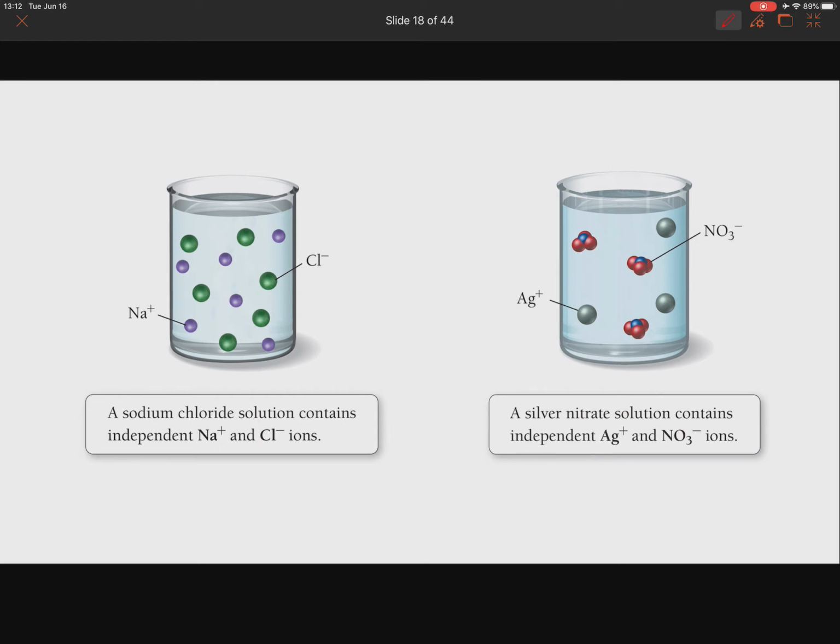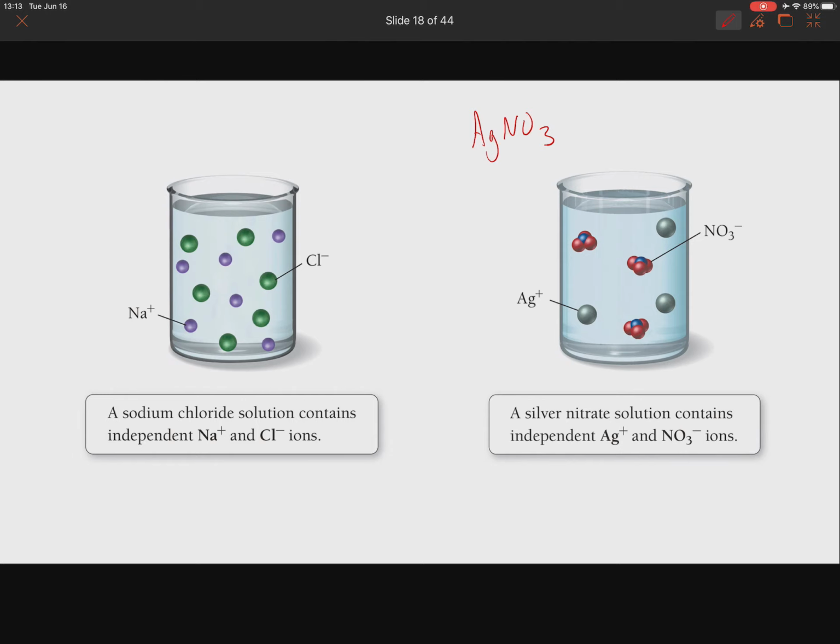So sodium chloride dissolves in water. Now let's talk about silver nitrate. So a silver nitrate solution, so AgNO3, does not contain also any AgNO3 units. This again would be a strong electrolyte. This thing breaks apart completely.